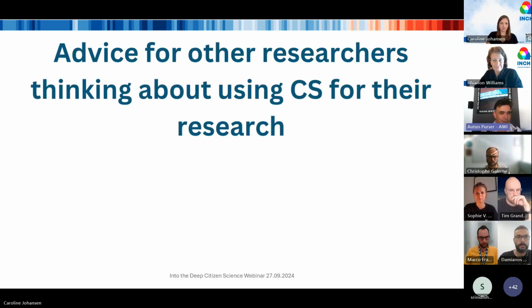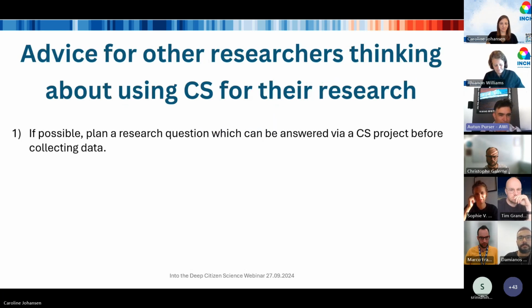Advice for researchers thinking about using CS for their research. That's what I was asked to mention. If we go to the next one, please. If possible, think about using citizen scientists before you start collecting data. You don't want to be taking a huge area with your images, for example, or you want to cut the images into small bits so citizens can look at them easily. You want to make sure the lighting is equal so people can label things easily and learn what things look like. So try and think about how it might be for people who are not experts to analyze your data before you start the work.